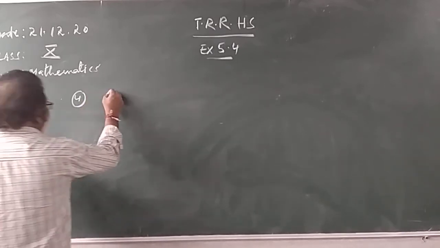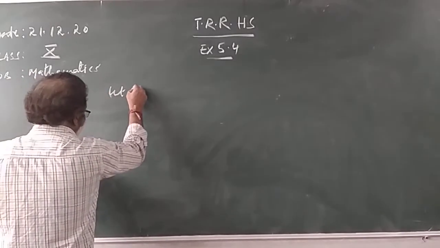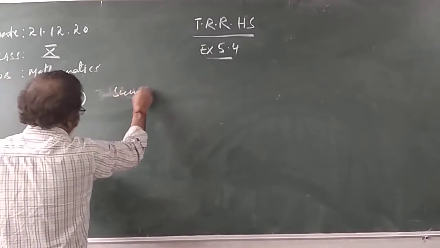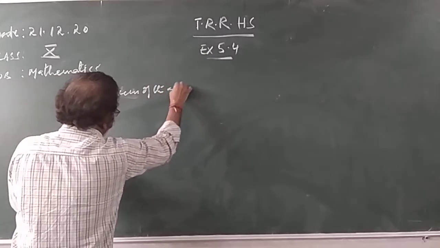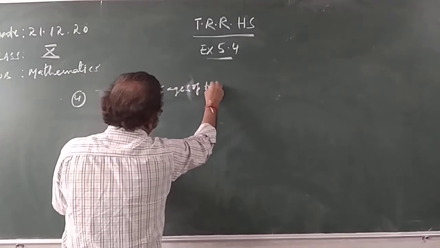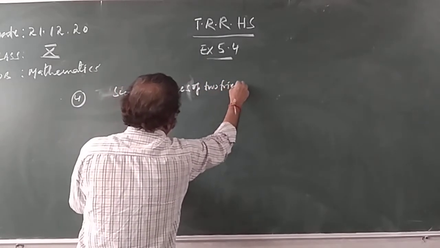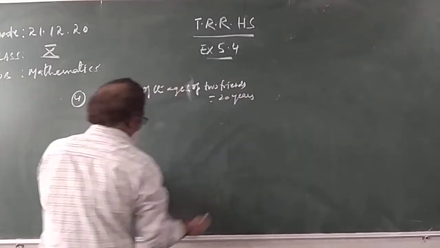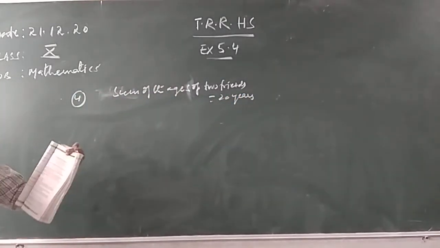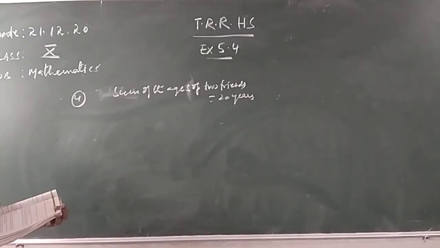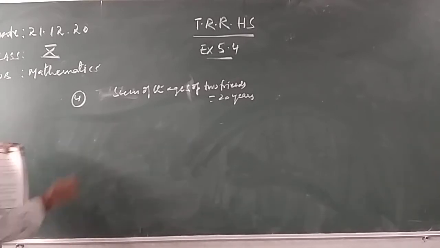Now, present ages of two friends. Sum of the ages of two friends is equal to 20 years. We don't know individual ages. The total of the ages of two friends is 20 years. One may be 13, other may be 7; one may be 12, other may be 8; one may be 2 years, other may be 18 years, like that. We don't know individual ages.